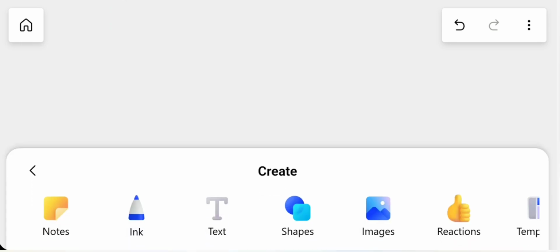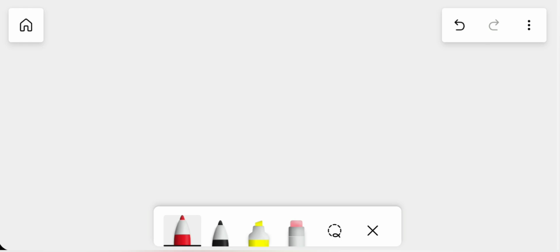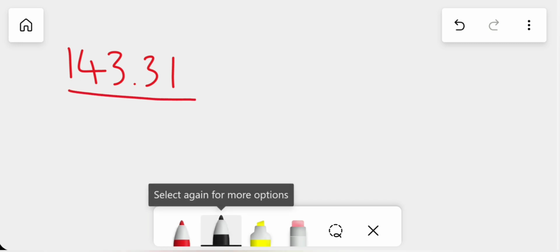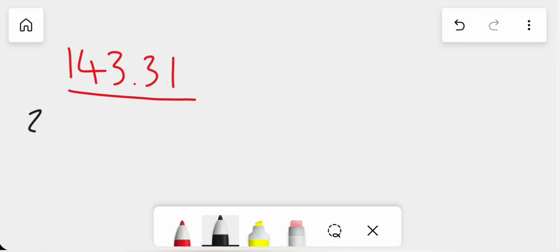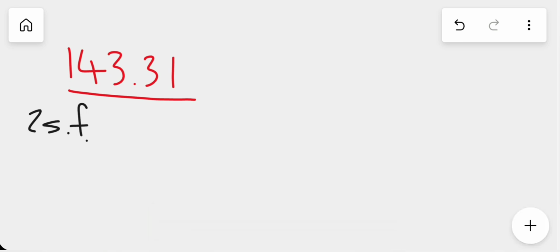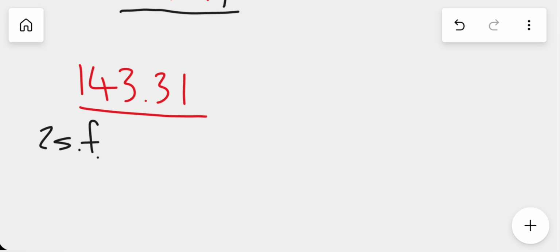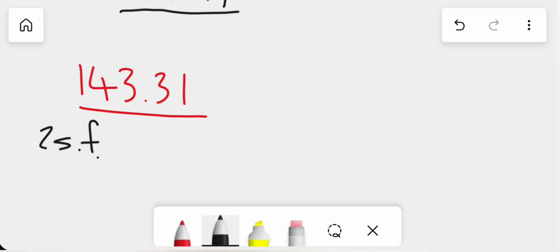Let's take a look at this number now. The number is 143.31. We need it to be 2 significant figures. I'm addressing the most common mistakes that students make when they're rounding. So I'm going to take this number first of all. We want it to be to two significant figures.